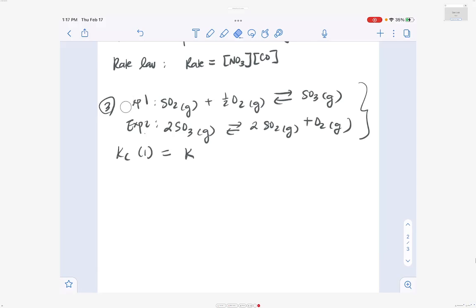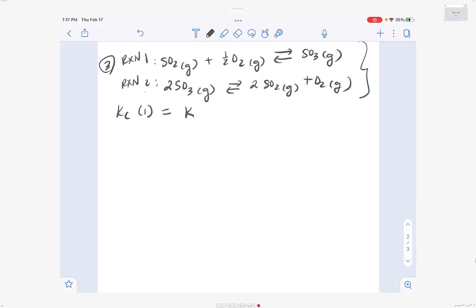Basically, reaction 2 is a reverse reaction of reaction 1. Not only that, reaction 2 is reaction 1 multiplied by 2. Okay, so you have two things. Reaction 2 is the reverse of reaction 1.